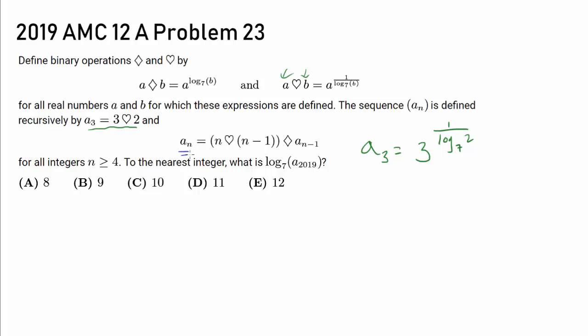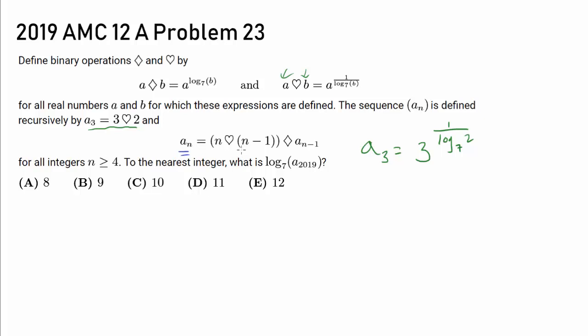And a sub n is n heart n minus 1 diamond a sub n minus 1 for all integers n greater than or equal to 4. To the nearest integer, what is log base 7 of a sub 2019? How do we start?